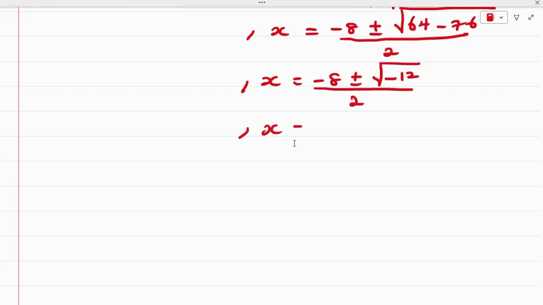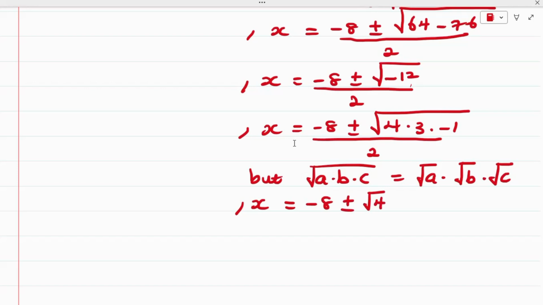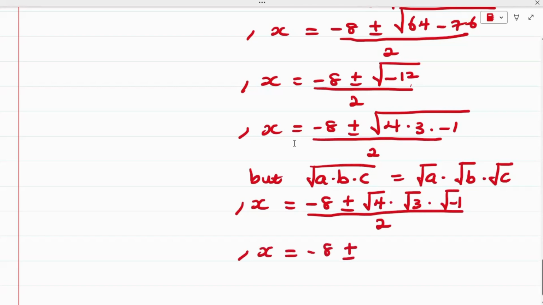We have that x = (−8 ± √ of, now we can easily express −12 to be 4 × 3 × −1) / 2, but we already know that if we have the square root of a × b × c, this is equals to the square root of a multiply the square root of b multiply the square root of c. So we have that x = (−8 ± √4 × √3 × √−1) / 2. So we have that x = (−8 ± 2 × √3 × i) / 2, since the square root of −1 is i.